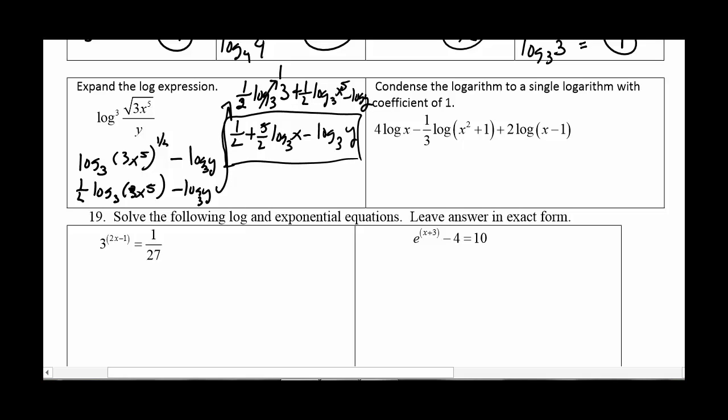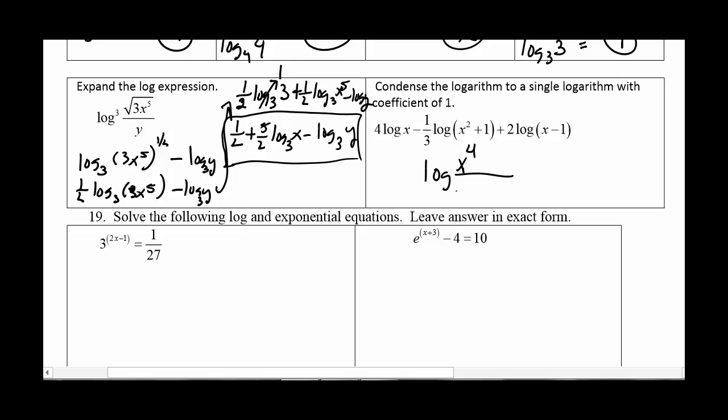Alright, next up we need to condense it down to one log statement. I see a minus, so that means I'm dividing at some point. Let's do this term by term. So 4 log x, I bring the 4 up to the x, so that goes up in the numerator. The 1/3 I bring up, and the minus says put it in the denominator.